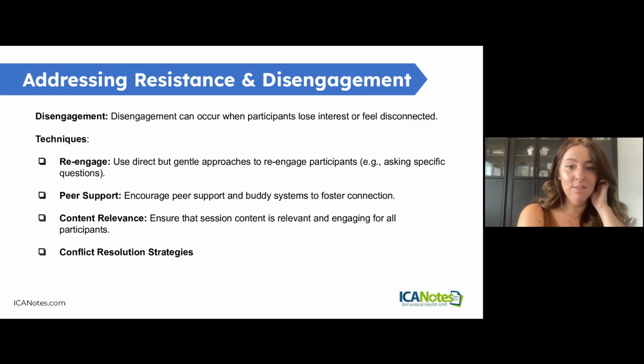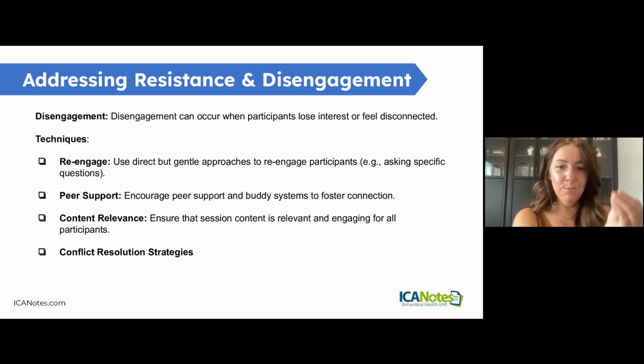It could be that this group had an ambiguous title and somebody signed up and they didn't totally get what they were trying to learn. What about the group is relevant to the person that is in there? You didn't invite them in because they didn't belong, right? And then, of course, conflict resolution strategies, always.